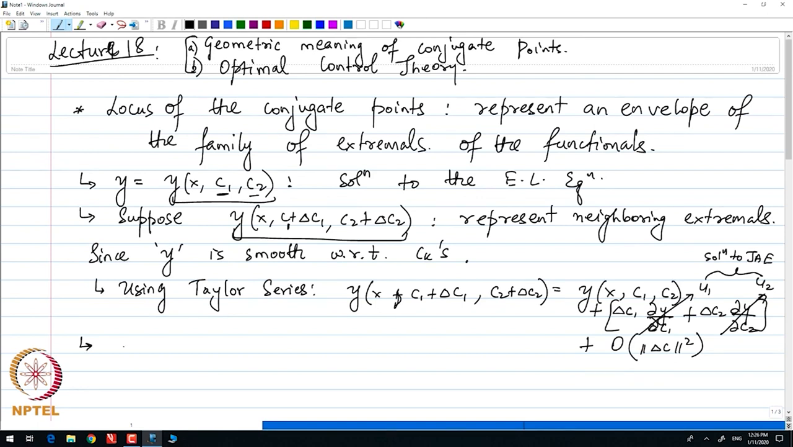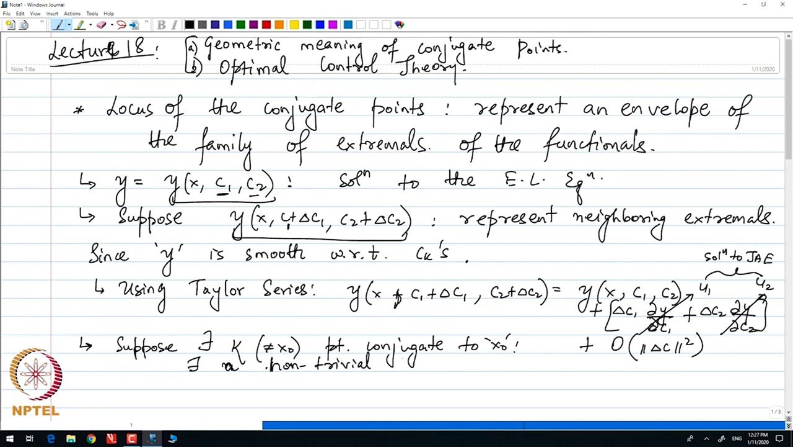So, suppose I introduce a conjugate point, suppose there exists kappa not equal to x naught, which is a point conjugate to x naught. And I see that there is a non-trivial solution given by u equal to alpha u1 plus beta u2, which vanishes at these conjugate points, such that u of x naught is equal to u of kappa is equal to 0. Okay.